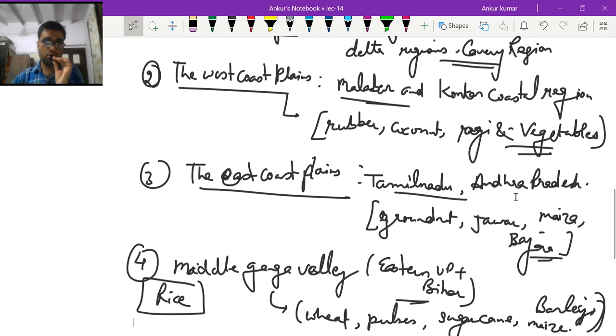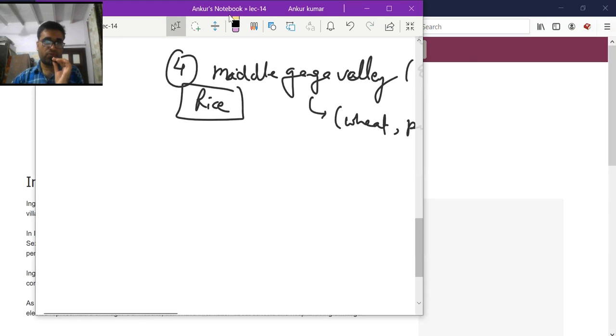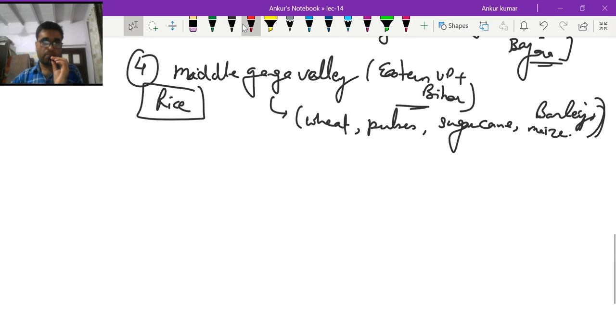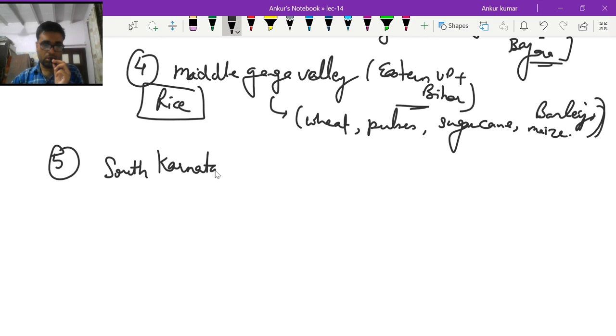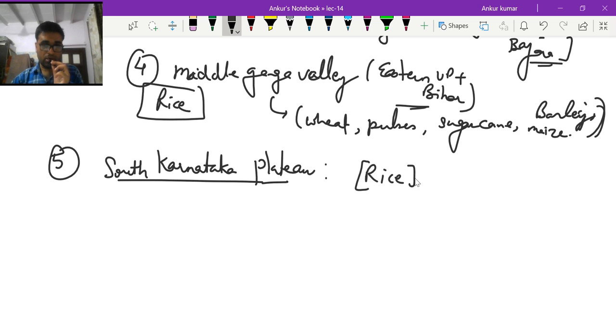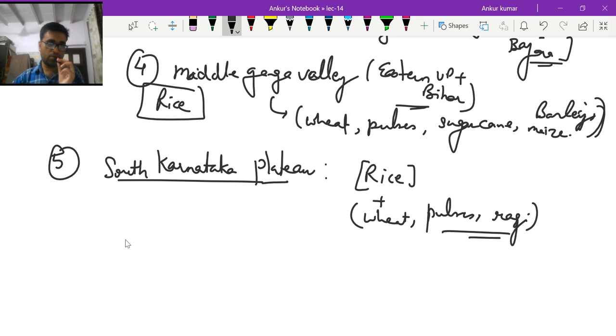अभी हम rice जो primary crop है वो reason discuss कर रहे हैं, right? Coming to the fifth one, that is the South Karnataka Plateau. Okay, again where rice is the primary crop, but along with the rice in this plateau region, other crops are wheat, pulses, ragi. So these are the associated crops which are grown, but rice is again the primary.